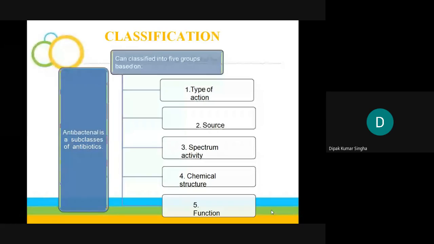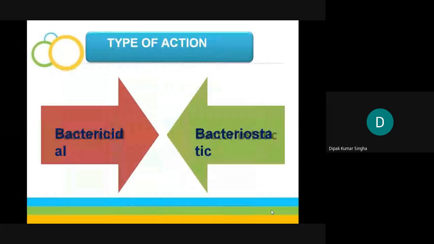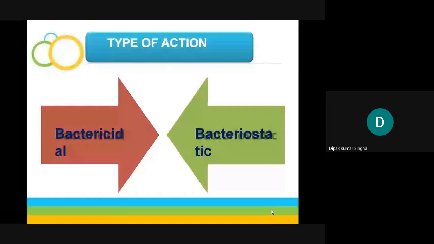First, the type of action. Number one is bactericidal, and number two is bacteriostatic. What is bactericidal? Bactericidal means to kill the microorganism, totally removing it, and bacteriostatic only arrests the growth and reduces the reproduction.